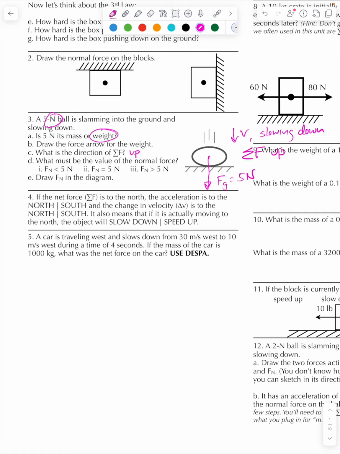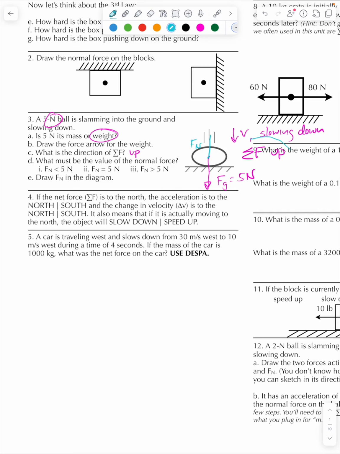So what is the other force acting on this ball other than gravity? 5 newtons, its weight. Well, whenever something is in contact with a surface, like a table, a wall, a ceiling, the floor, there's a normal force exerted by that surface on that object. So there's a normal force on that ball. And which way is the normal force going to be? It's always away from the surface, perpendicular to the surface.